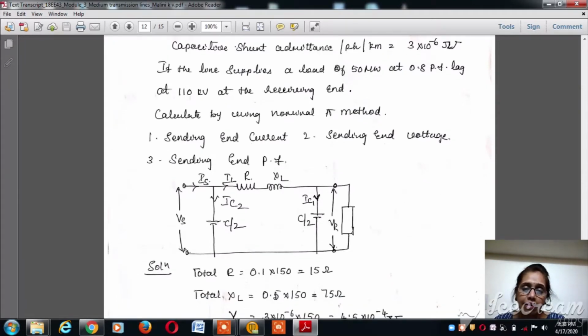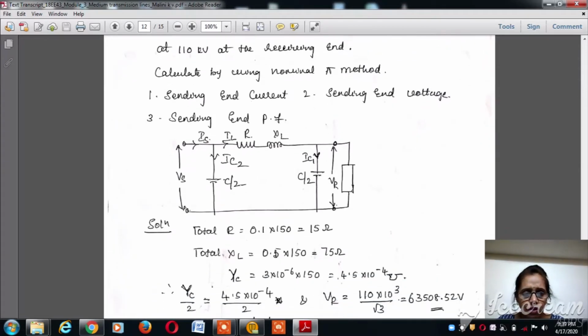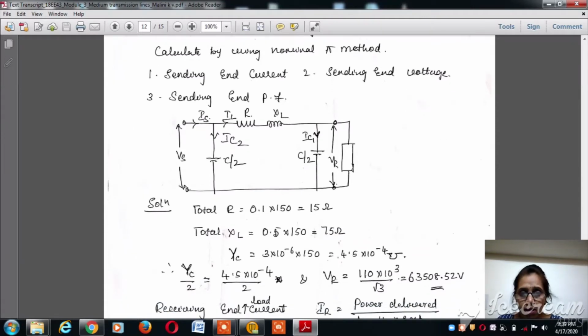Let's draw the diagram for the pi method. In the pi method, we have understood that the capacitance is assumed to exist on either side of the total impedance of the line, half of the capacitance existing at the sending end and half of the capacitance at the receiving end. Based on this assumption, we have drawn the diagram and marked IL, IC2, IC1, VR, and C by 2 on either end, R and XL, which are the resistance per phase and the inductive reactance per phase, and IS is the sending end current.